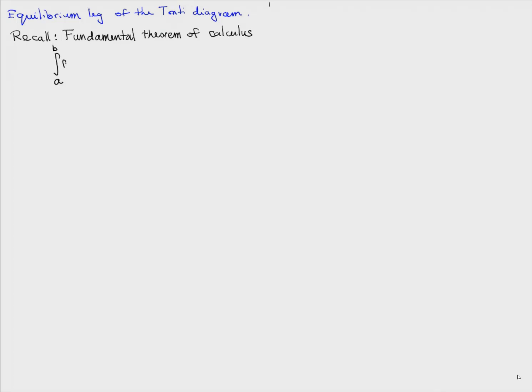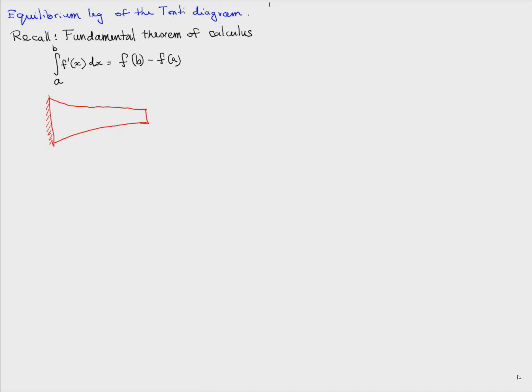In the last video, we developed the kinematics leg of the Tonti diagram for the bar. In this video, we'll develop the equilibrium leg. Before we do that, we need to review the fundamental theorem of calculus, which says that the integral from a to b of f prime of x dx is equal to f of b minus f of a.